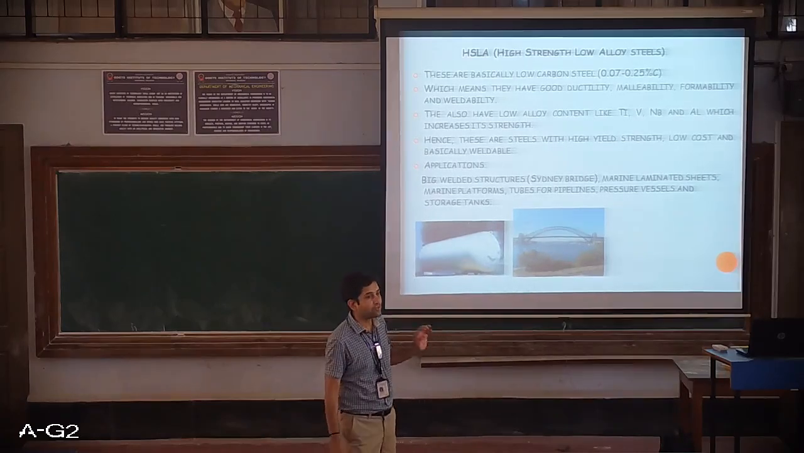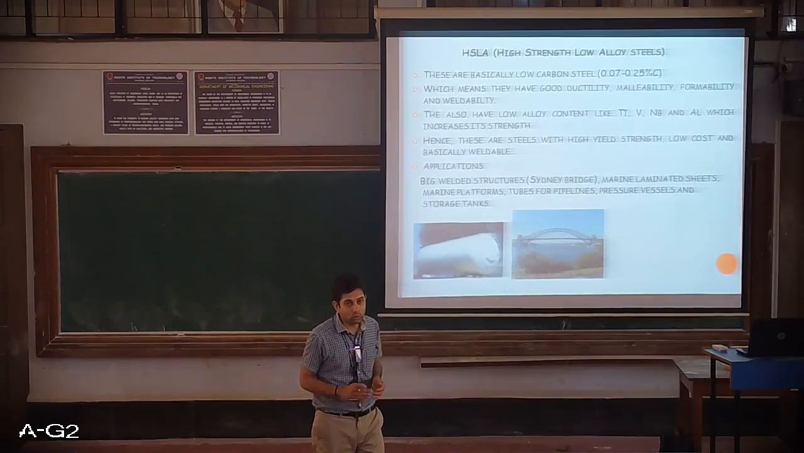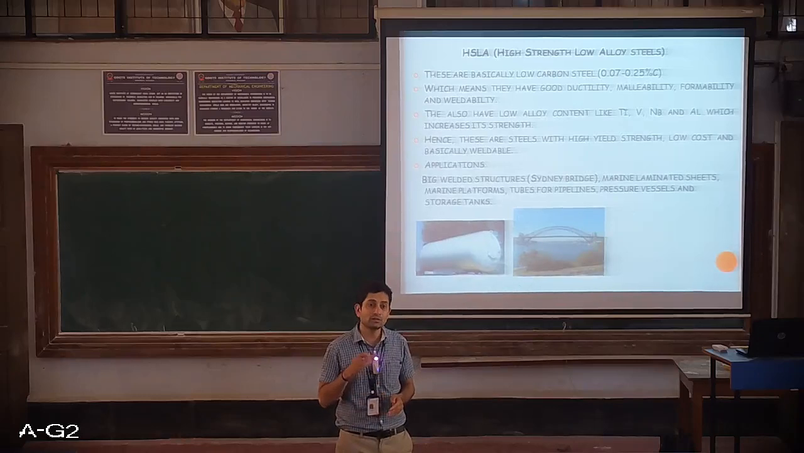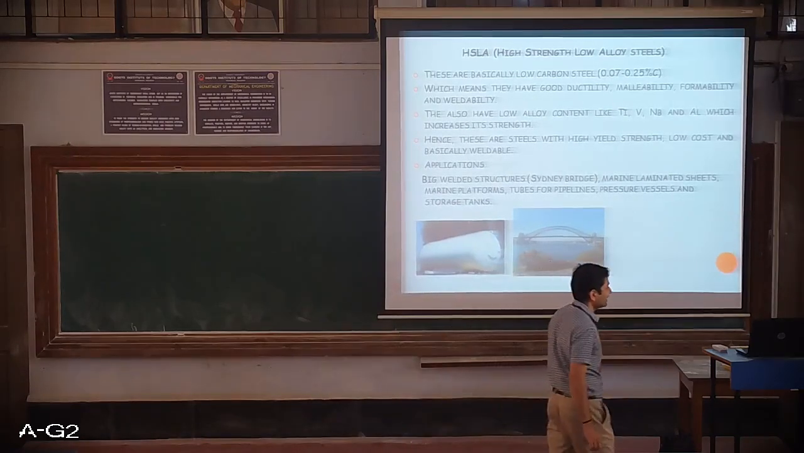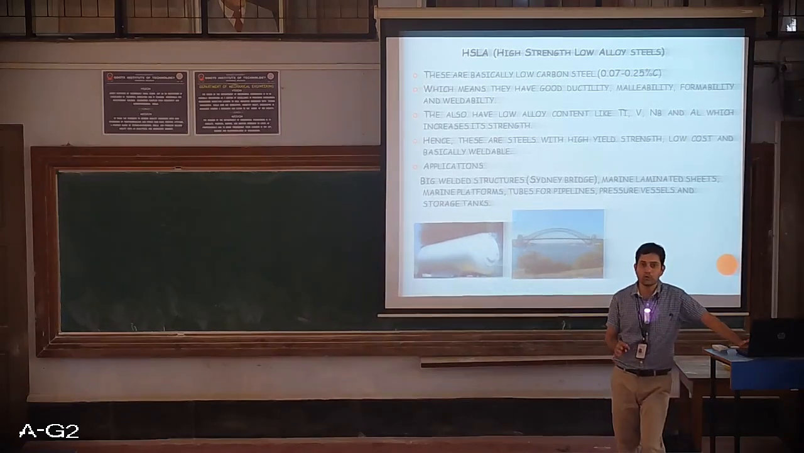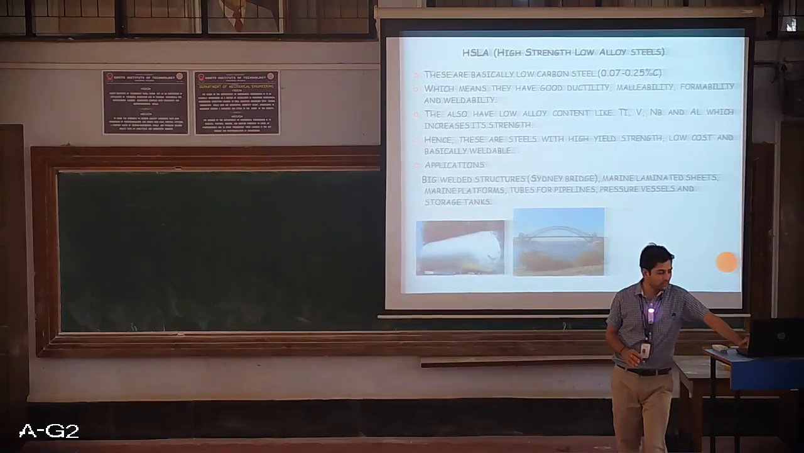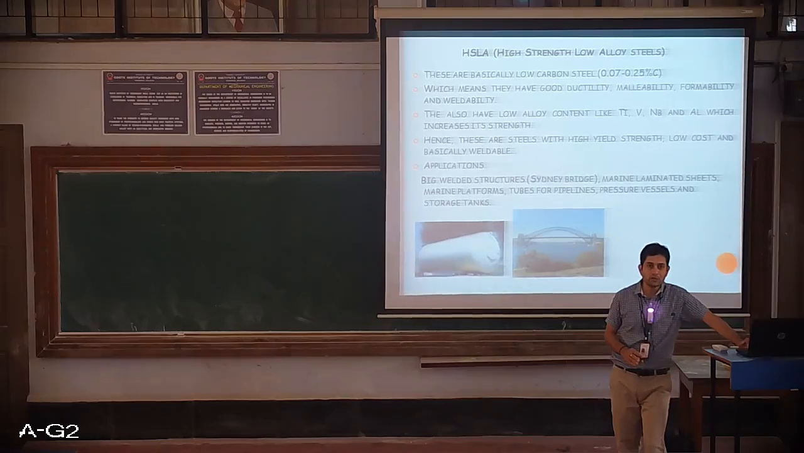So if a steel is weldable, contains low carbon and low alloying elements, and shows a good amount of strength, then that type of steel is called HSLA, that is, high strength low alloy steel. I hope you have understood the meaning of this: HSLA, high strength low alloy steel.